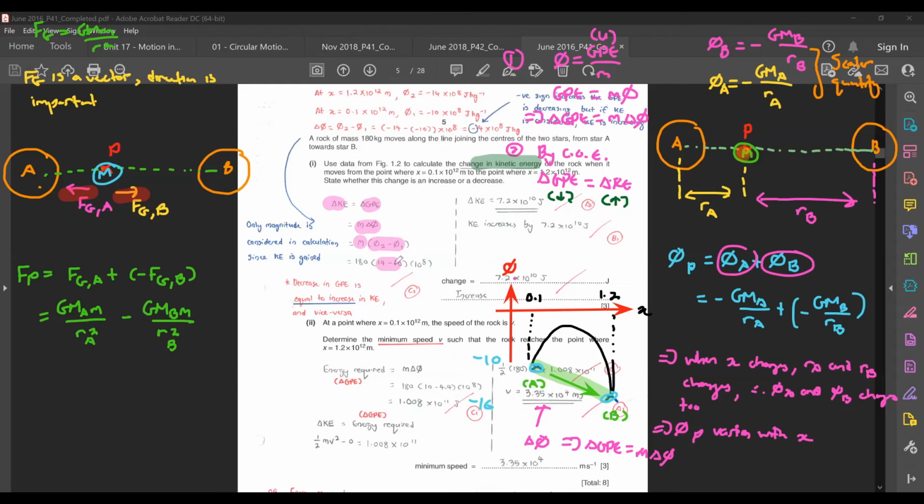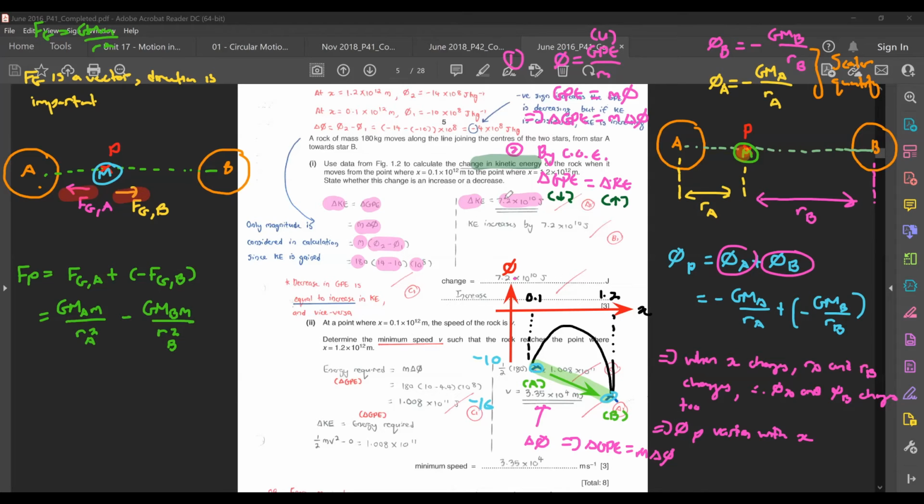You don't really need to bother about the negative. Including the negative is fine, but you really just want the difference in the magnitude. You can actually just omit the negative, take the higher value minus the lower value, which is 14 minus 10. Don't forget the power of 10. Multiply with your mass, and you're going to get the change in K as 7.2 times 10 power 10 joules.